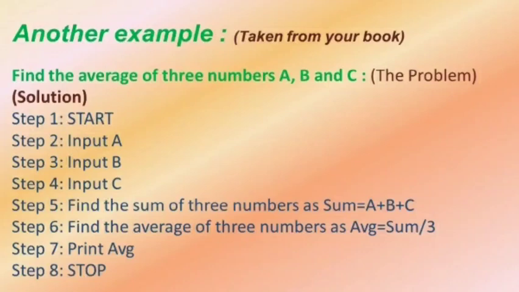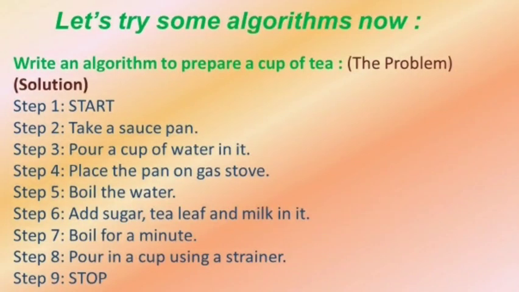Then in step 5 we are finding the sum of three numbers in one variable, sum equal to A plus B plus C. Then in step 6 we are finding the average of three numbers in another variable, AVG equal to sum divided by 3. In step 7 we display the value of AVG, that means the average is printed on the screen, and in step 8 we stop. Now let's try some algorithms.